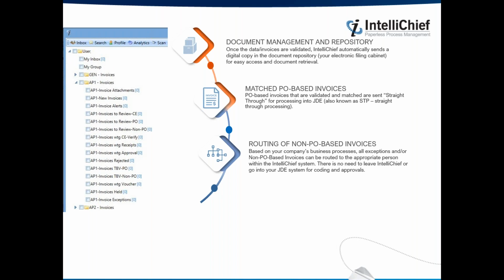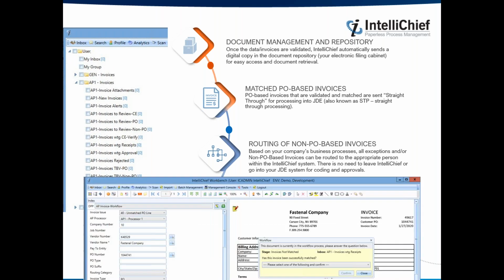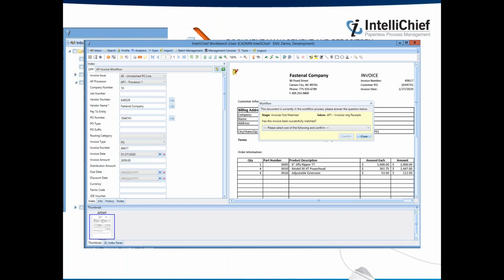And on the left-hand side, we can see an inbox structure of a particular user in IntelliChief. So documents basically move in and out of inboxes based on the stage that they're in, and users can do their work out of these inboxes. So workflow will route those to the appropriate person for coding and approval, and then that data will make its way to JD Edwards.